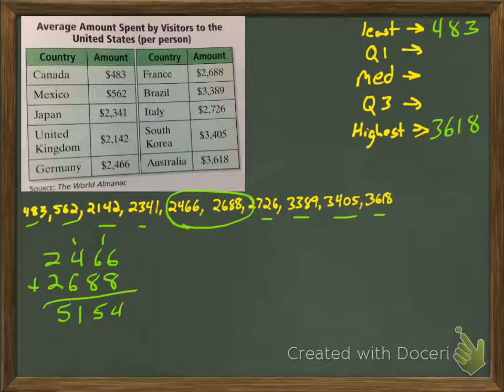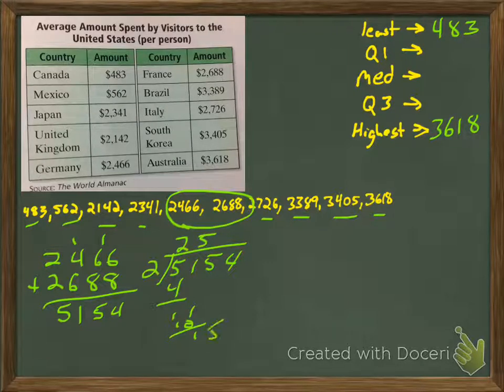So I got 5,154. I'm going to divide that by 2. So I averaged them, and I got 2,577 is my median. Now we have to find quartile 1 and quartile 3.